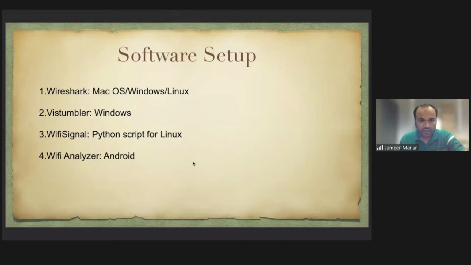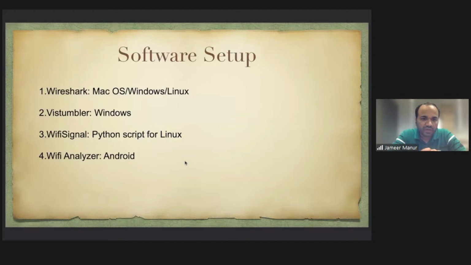Okay, so we'll come to the software side. There are different software for different OS. For example, Wireshark works on all three platforms, but it has some issues. It works on Mac OS, Windows, and Linux, but it works very well majorly for Mac OS as compared to Windows and Linux. So we recommend Wireshark for Mac OS, but it is also available for Windows and Linux.